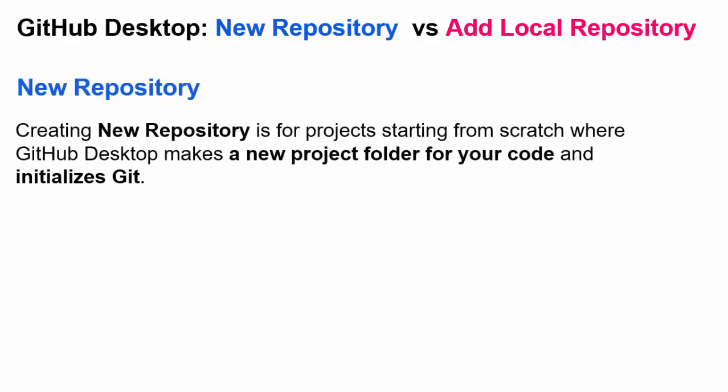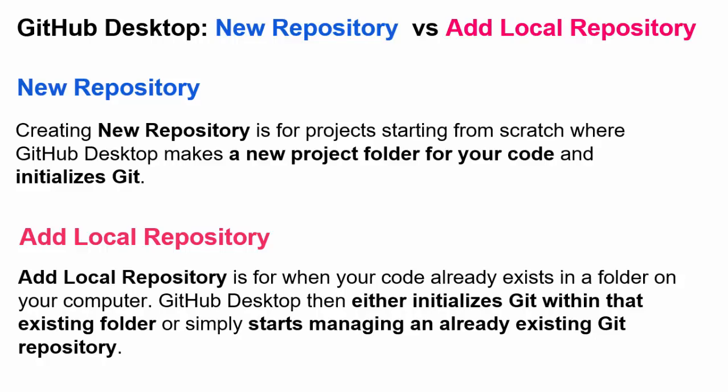Conceptually, creating a new repository is for projects starting from scratch, where GitHub Desktop makes a new project folder for your code and initializes Git. So when you're creating a project, you use this new repository option, your project folder gets created, you start working inside that folder, adding your code, doing the modifications, and then you can push the changes of this repository to Git or GitHub. While in case of add local repository, the scenario is a little bit different.